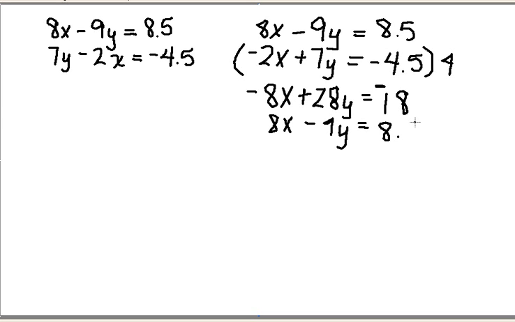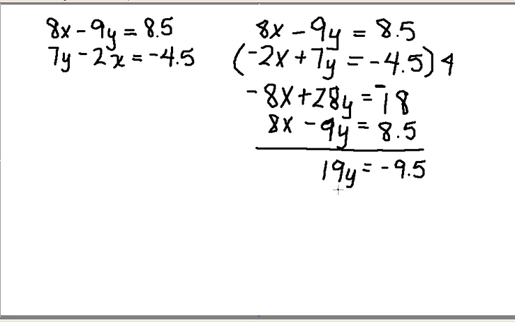And now I can just add the two equations together in order to eliminate my x. Minus 8x plus 8x goes away. 28y, and this is actually negative 9y, is going to give me a positive 19y, and then a negative 18 plus 8.5 is going to give me a minus 9.5.